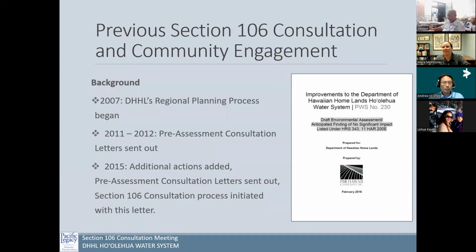Mahalo, Stuart. So in terms of this project, as Stuart mentioned, it started many years ago, and actually it started over a decade ago in 2007 when DHHL's regional planning process officially began. In 2011 to 2012, pre-assessment consultation letters were sent out to a number of consulting parties. And in 2015, additional actions were added. Additional pre-assessment consultation letters were sent out, and the Section 106 consultation process was initiated with that letter in 2015.